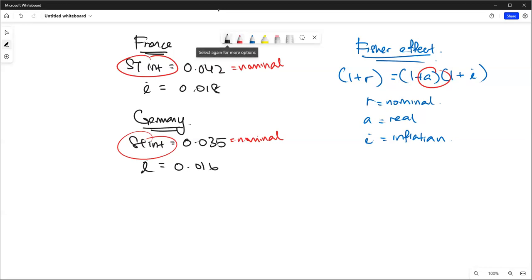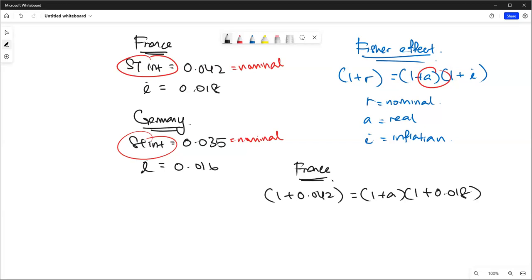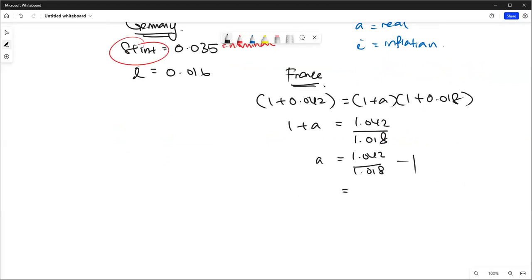Okay, so let's find the real rate for France. Use this formula. So 1 plus 0.042 equals 1 plus A times 1 plus 0.018. So 1 plus A equals 1.042 over 1.018. A equals 1.042 over 1.018 minus 1. So you will get 0.0235 here, or 2.35%. Very easy. Once you know which one is real, which one is nominal, which one is inflation, it's very easy to get the answer.